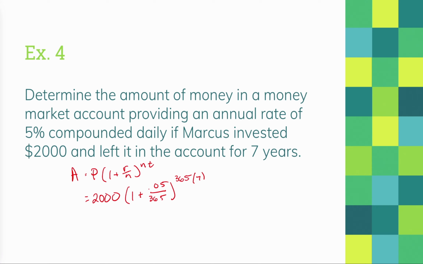So if we plug all of this into the calculator, 2,000 times (1 plus 0.05 over 365) and raise that to the 365 times 7. And he's going to end up with $2,838.07. For money, we want to round to the nearest penny. For populations, round to the nearest individual.